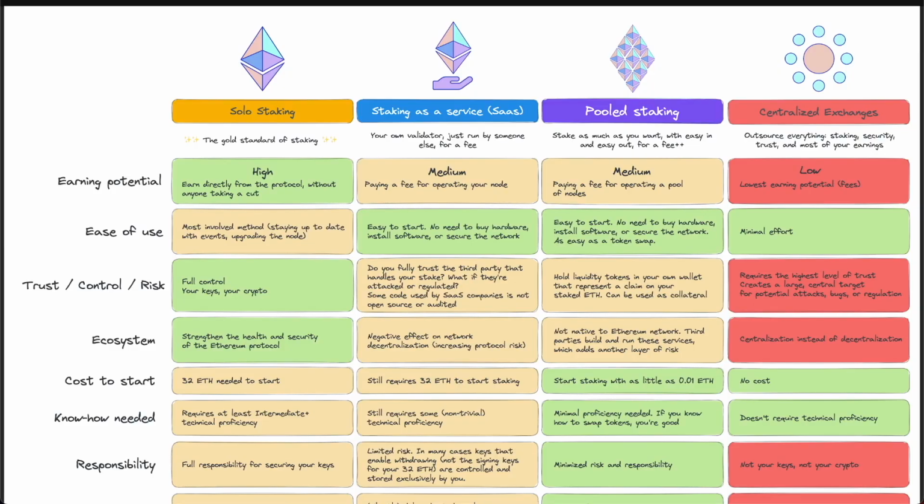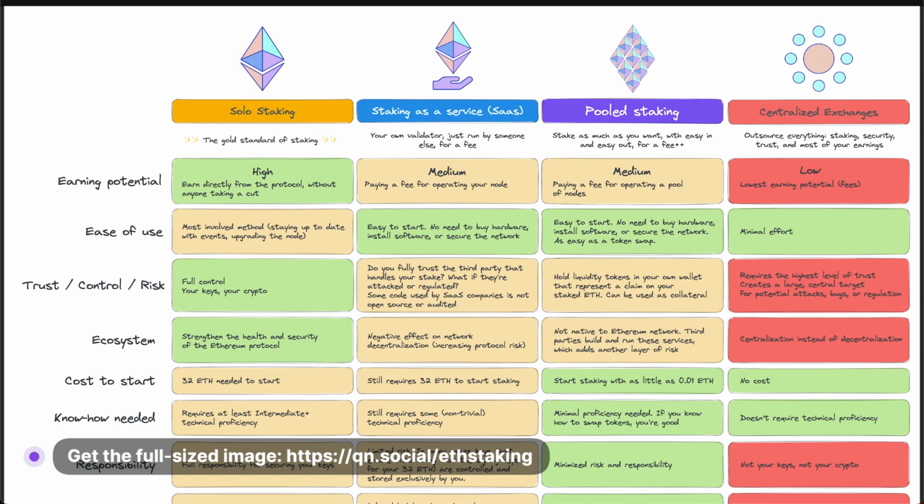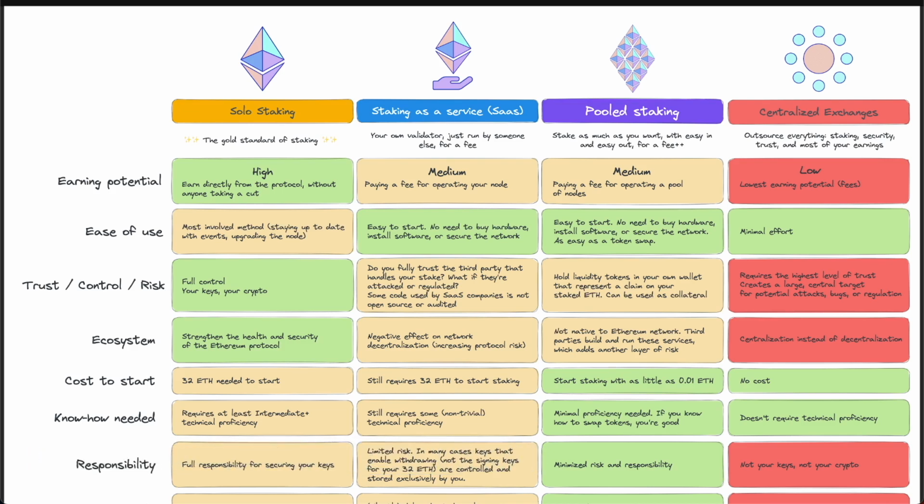If you want to stake, what are the options? There are actually 4 options for staking. The first one is solo staking. It's the gold standard of staking. You earn directly from the protocol without anyone taking a cut. You have the full control, but it's also most technically challenging because you need to run your own hardware, you need to run your own Ethereum node, Ethereum validator, and you need to have good internet connection.